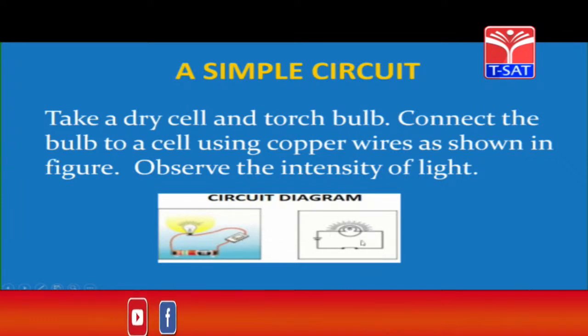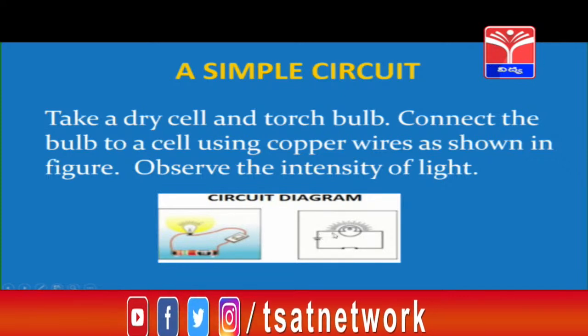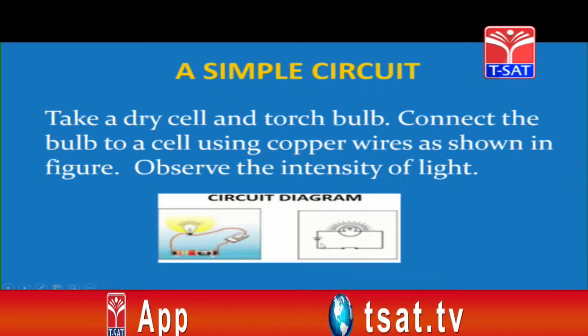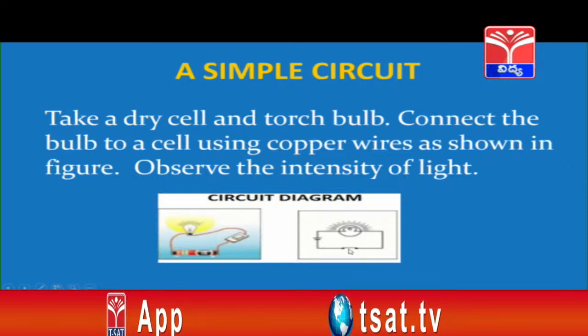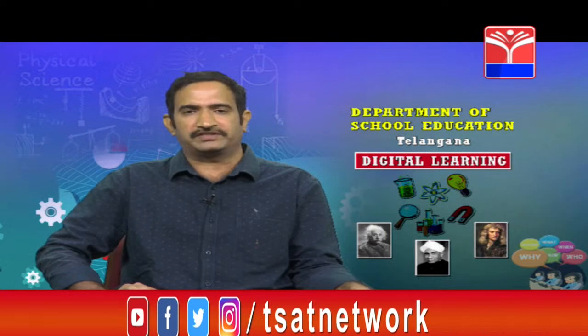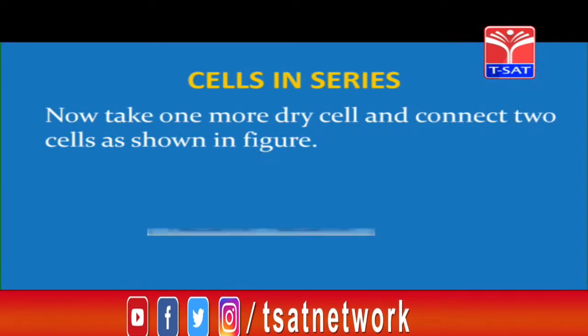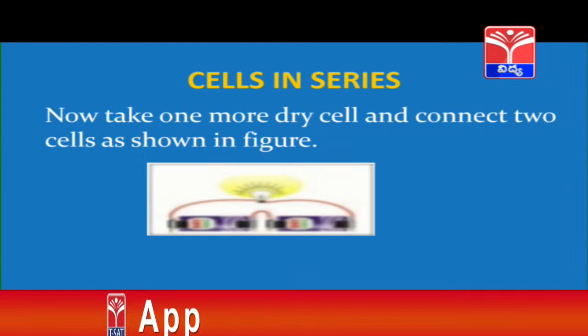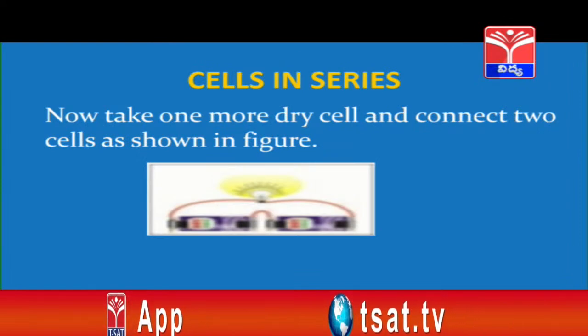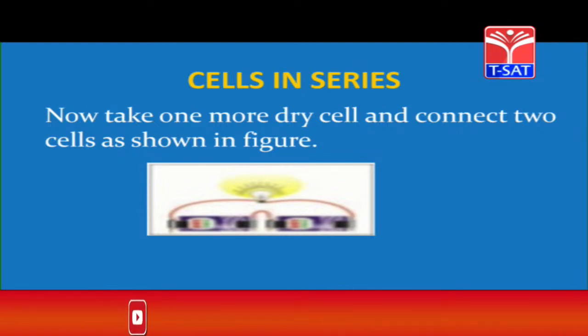Now the circuit diagram for this, we already learnt in the last class. The positive terminal of the battery is connected to the bulb. The other end of the bulb is connected to the switch, and the switch is again connected to the negative terminal of the battery. Here the switch is closed. Therefore current is flowing in the circuit. The bulb is glowing. Now instead of one cell we will connect two cells. Now observe the intensity of the light. Will the intensity increase or decrease? Yes, the intensity of the bulb increased.